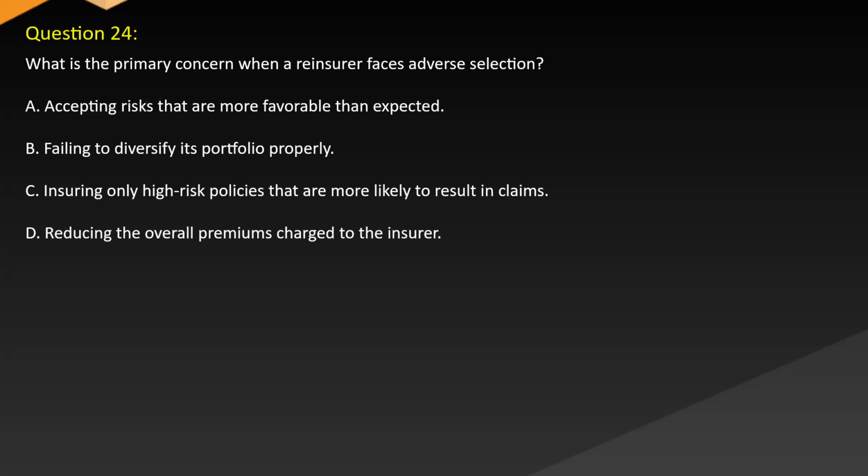Question 24. What is the primary concern when a reinsurer faces adverse selection? A. Accepting risks that are more favorable than expected. B. Failing to diversify its portfolio properly. C. Insuring only high-risk policies that are more likely to result in claims. D. Reducing the overall premiums charged to the insurer.